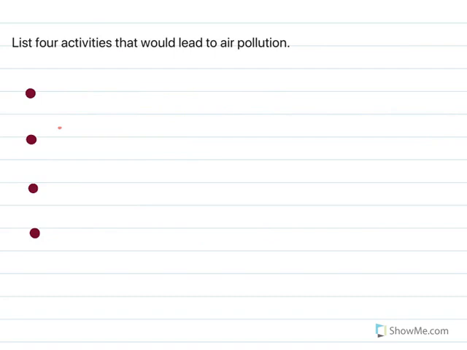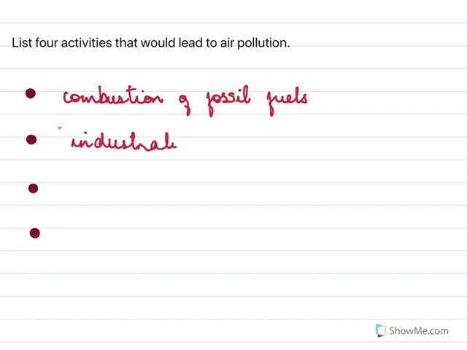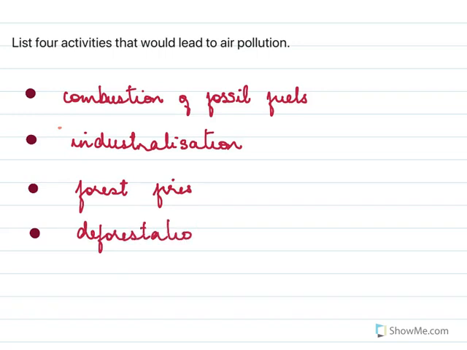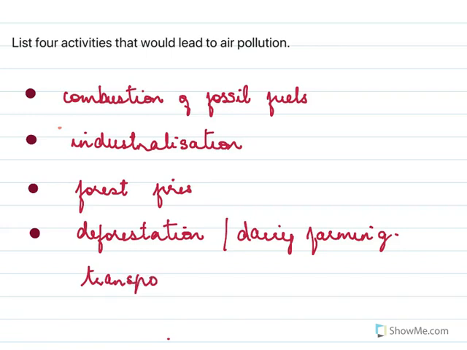List 4 activities that will lead to air pollution. One is combustion of forest or fossil fuels. Industrialization, forest fires, clearing of forest, deforestation, even dairy farming is now proven to be a cause of pollution. Transport, especially air transport, aviation, is a big cause of air pollution.